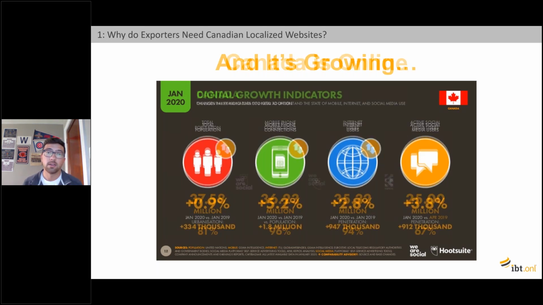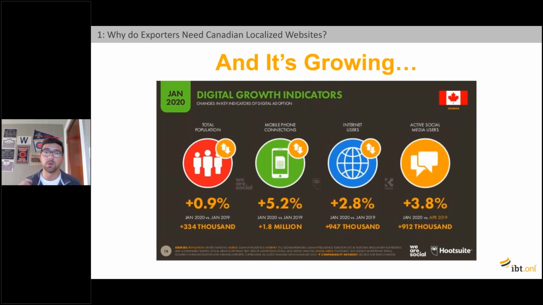And it's growing. Just throughout 2019 alone, there were 947,000 additional Canadians who went online, which comes out to about 2.8% of their population, and that was just last year. And of that 947,000, 912,000 went online and immediately became active on social media platforms. And this growth has shown no signs of slowing down, especially with the effects of COVID-19. This new online world we face is something that we have to adapt to.